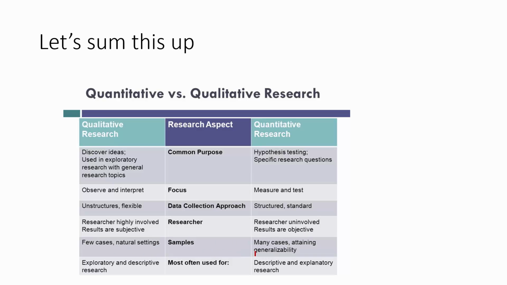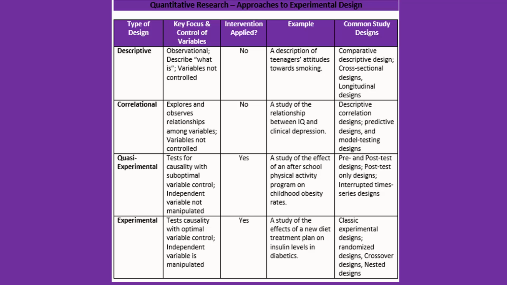The samples are relatively large in quantitative, especially to keep the power of the study up, and it's most often used for descriptive, explanatory research and to attempt to support or disprove hypotheses. Qualitative research examines, explores, and describes. Same kind of concept, a little different presentation with certain types of common study designs and examples, and this is for the quantitative side.